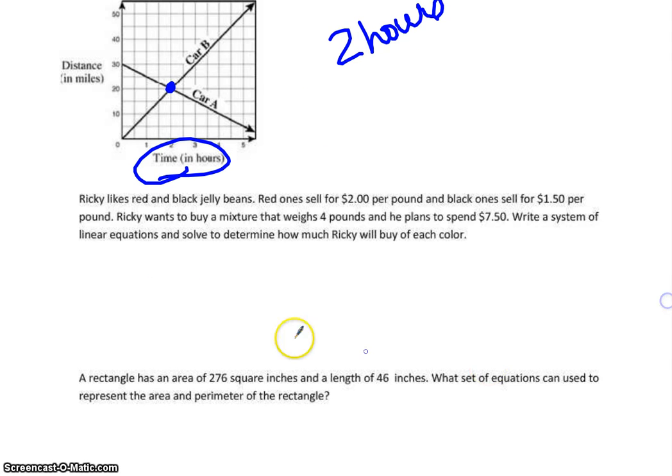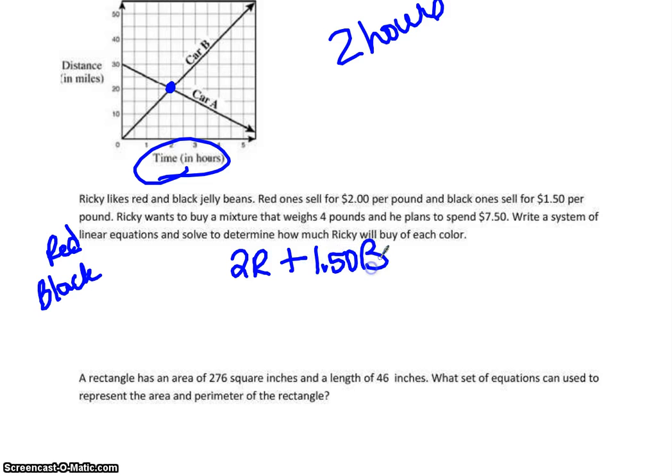Ricky likes red and black jelly beans. Red ones sell for $2 a pound, black ones sell for $1.50. Ricky wants to buy a mixture that weighs 4 pounds and he's going to spend $7.50. What are the two things? Okay, we have red and we have black. So we know that red is 2, so 2R plus $1.50 black equals, now these were both talking about money, so you pull your $7.50. So then your other one is R plus B is equal to, what's the only number you haven't used?